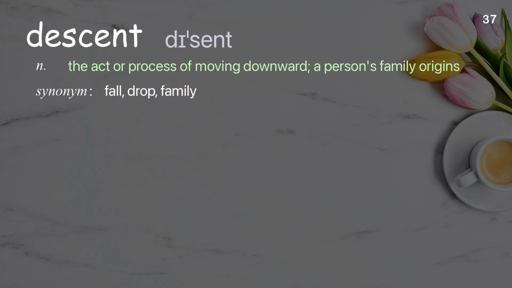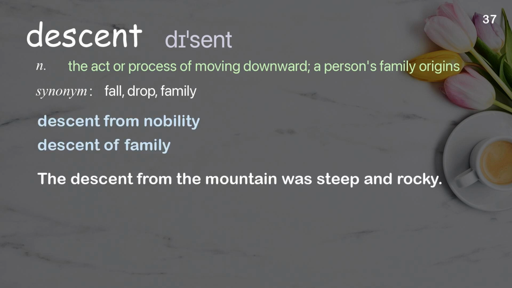Descent: The act or process of moving downward, a person's family origins. Examples: Descent from nobility. Descent of family. The descent from the mountain was steep and rocky.